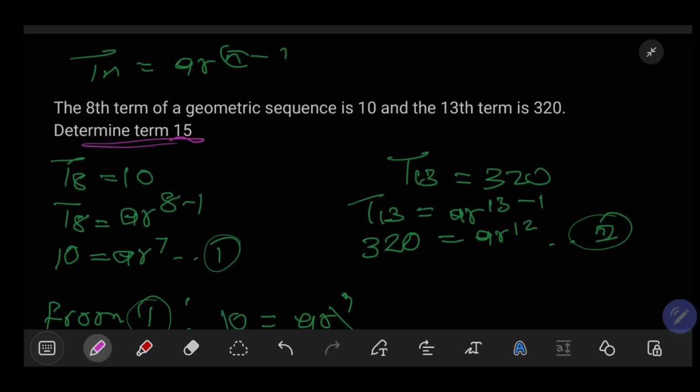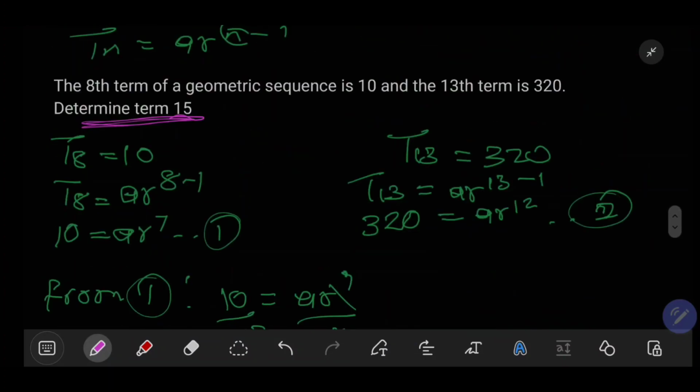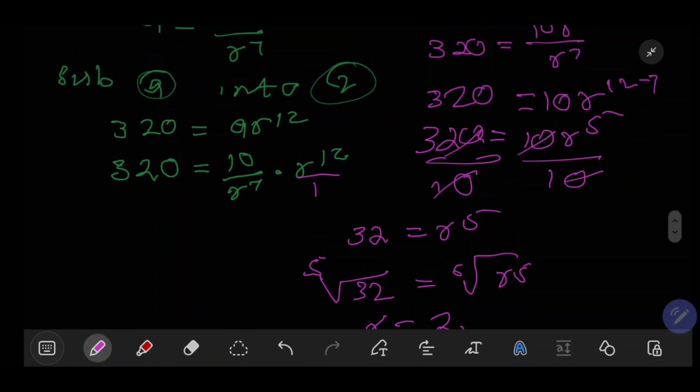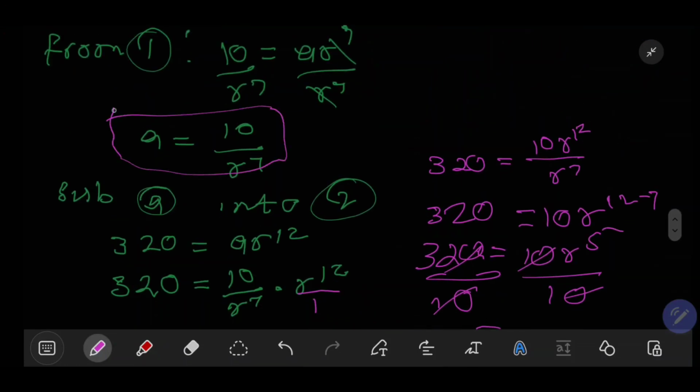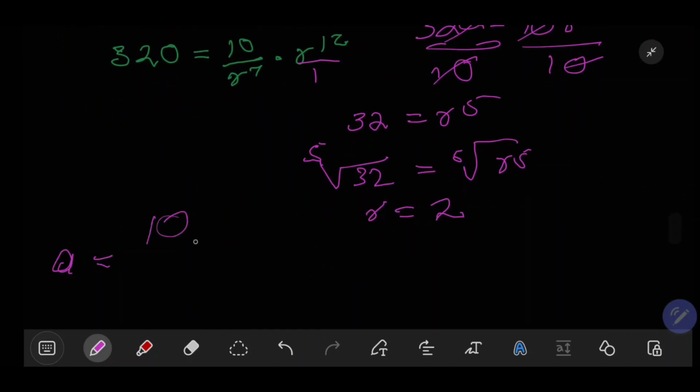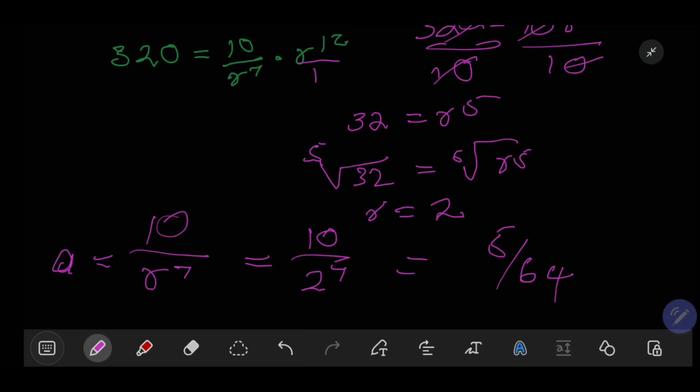The question wants us to determine the 15th term. From the formula, if we want T15, we must have the a value and the r value. So far we have the r value. To find the a value, we substitute r into a equals 10 over r^7. So we have 10 divided by 2^7, which gives us 5 over 64. So this is the a value.